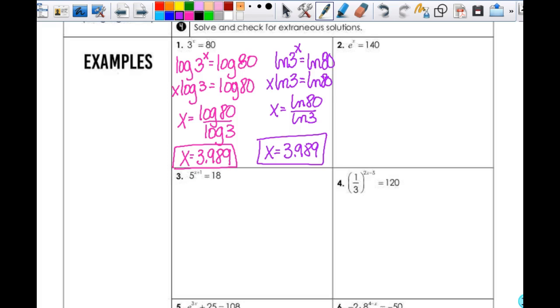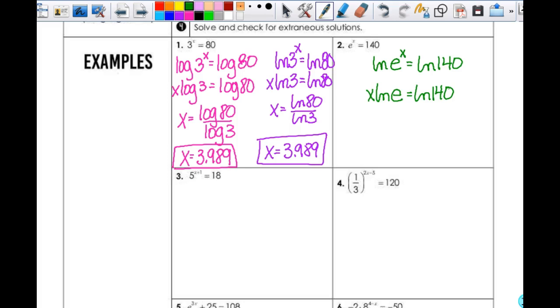So let's look at number 2. We're going to go ahead and use the natural log. So we'll take the natural log of both sides. Natural log of e to the x equals the natural log of 140. So x comes out of the exponent, and I get x times the natural log of e equals the natural log of 140. Now, yes, I can divide by the natural log of e.